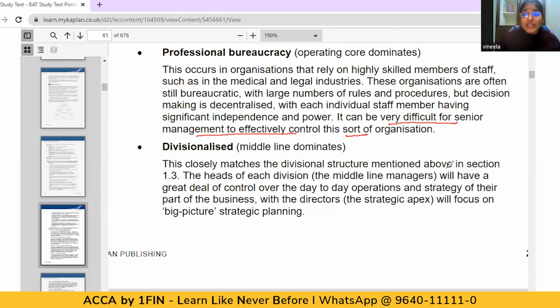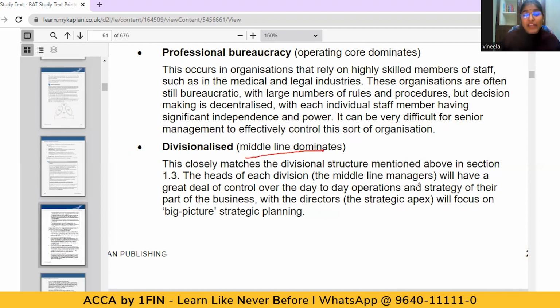Why is it difficult? See, if operating core people are taking decisions and they are thinking that they are the senior or important people for the organization, what happens is, it is difficult for the top management to control them, because the lower level people are thinking that they are the dominant individuals in the organization. Understand this. For top level management, controlling the operating core people in a professional bureaucratic type of organization will be difficult.